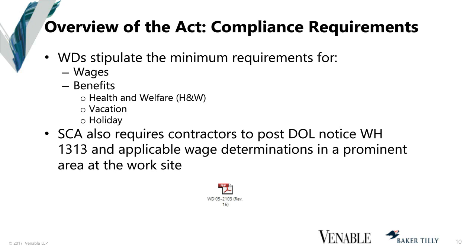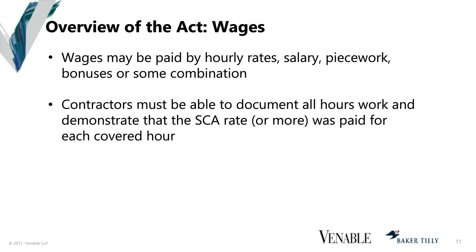Wages can be paid by hourly rates, by salary, piecework, bonuses, or some combination. Truthfully, the easiest and most practical way to make sure that you're in compliance is to pay employees on an hourly basis so that you're not having to do these calculations regularly, figuring out whether they got paid the equivalent of the minimum hourly amount. You also, and this is really important, must be able to document all hours worked and demonstrate that the SCA rate or more was paid for each covered hour. In the absence of good documentation, the Department of Labor will actually consider all hours worked to be covered SCA hours, so it's really incumbent upon you, the contractor, to do a good job of your hours documentation.